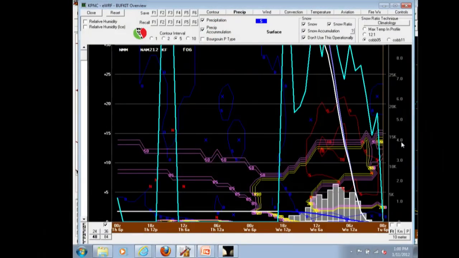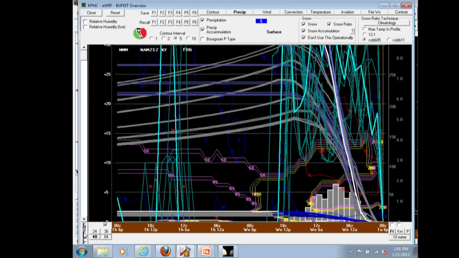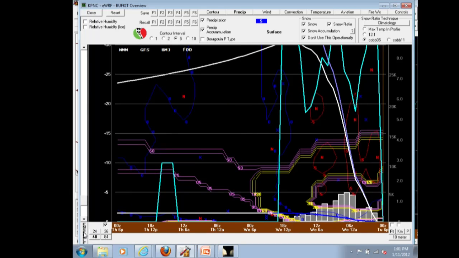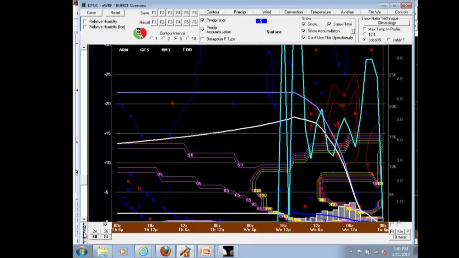Here's Ponca City. So Ponca City was in that frontal band. And look at what the Cobb technique does. It's maxing out at 25 to 1. It's all over the place. If I pick ensemble, yikes. You can see the ensemble, there's a lot of volatility there. I'll turn that off. There's one with pretty good ratios. That one's a little bit lower. You see the omega is above the dendrite production zone.